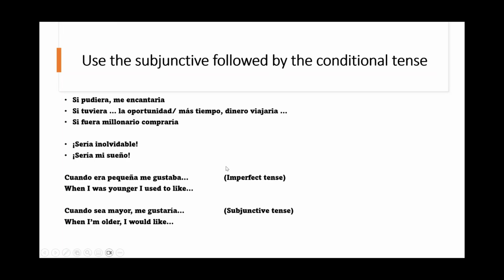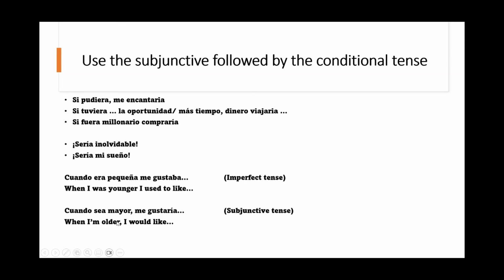And then, I don't know, this might come up in your translation. When I was younger, I used to... this comes up quite a bit. The imperfect tense comes up quite a bit in the translation. So again, being able to identify it, cuando era, yeah? Cuando era pequeña me gustaba. And then the subjunctive comes up again, cuando sea mayor me gustaría.